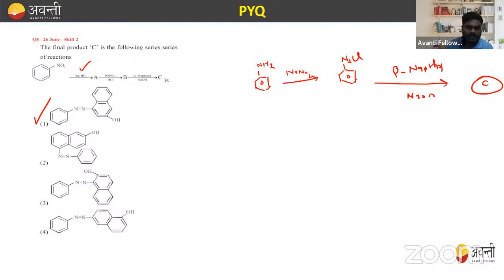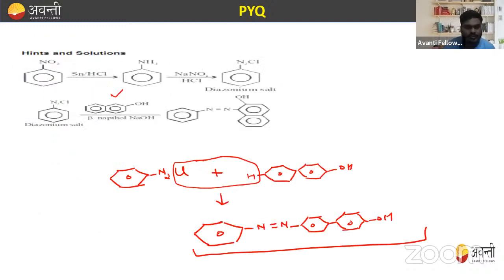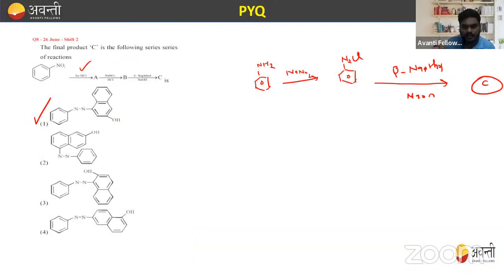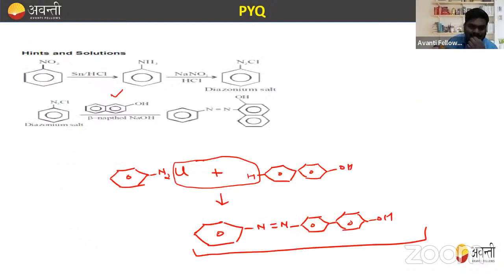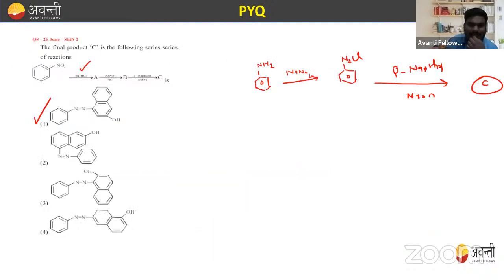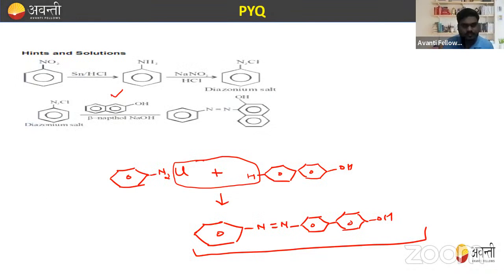So option A or option B out of these two, which one is correct? Option A and option B. Out of these two, which is correct? Yeah, that is option A only, right? So this is the correct answer for this question.